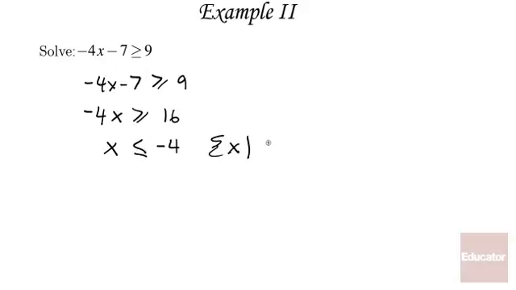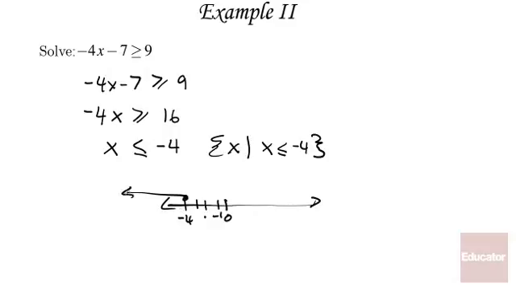Using set notation and graphing on the number line, there are multiple ways. So -1, -2, -3, -4. And this is saying less than or equal to. Therefore, -4 is going to be included in the solution set as indicated by a closed circle.